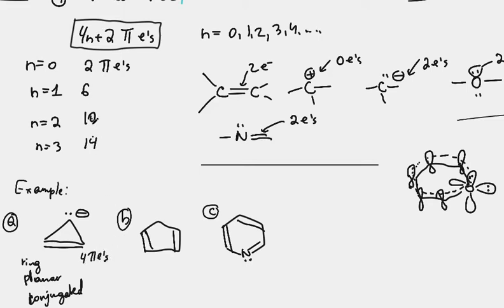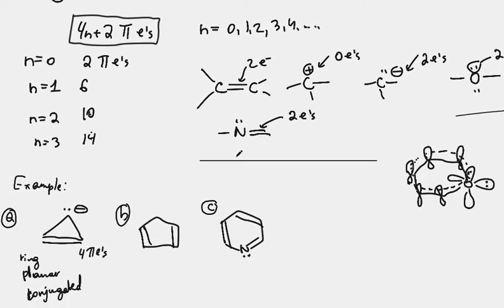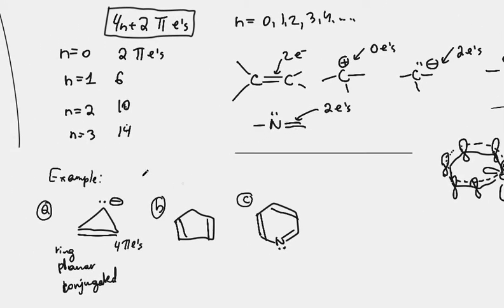Is it one of these? No, it is not. So it does not follow Huckel's rule, because to follow Huckel's rule, we must have either 2 pi electrons, 6 pi electrons, 10 pi electrons, or 14 pi electrons. And we can continue with that, but usually I said we don't get more than 14. So since it does not follow Huckel's rule, instead it follows the 4N rule. Because it's not following Huckel's rule, it will be anti-aromatic.